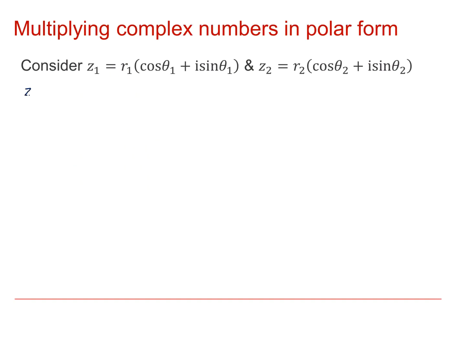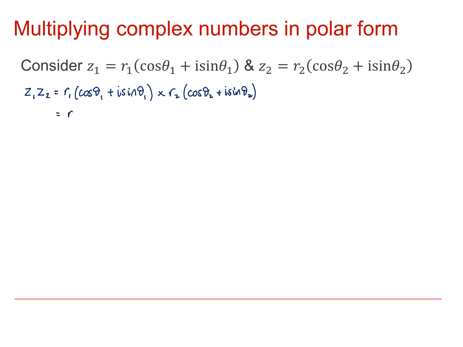We're going to look at Z1 multiplied by Z2. The result is really neat, although it involves quite a lot of messy algebra to start with. We're multiplying these two complex numbers together, multiplied by R2 cos theta 2 plus i sine theta 2.